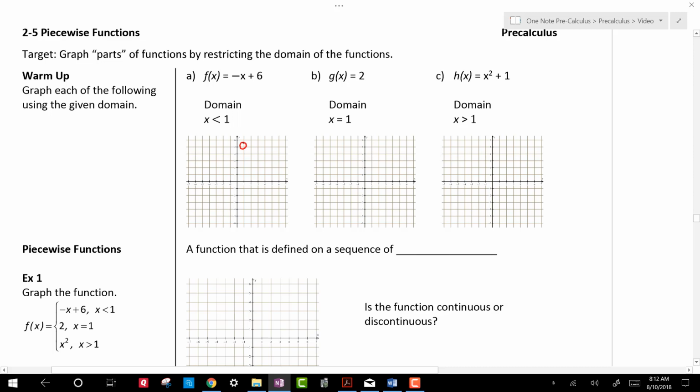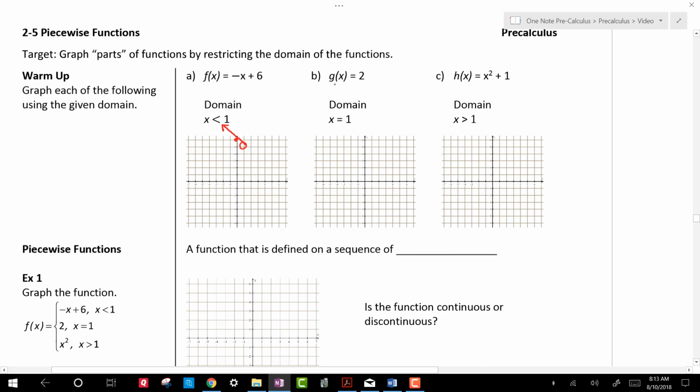And from there, I can use the slope of this function to help me finish up. Now this is a negative slope, so that would normally be down 1 over 1, but I want to go to the left, so I'm going to go up 1, left 1, and I'm going to draw my function that direction. So that's the graph with a restriction of x less than 1.